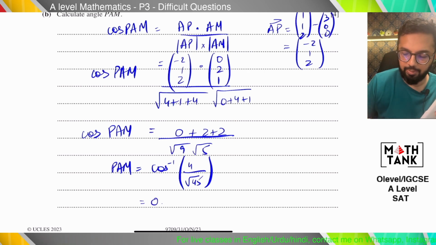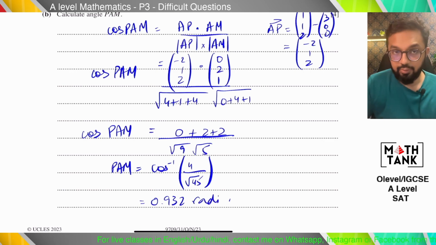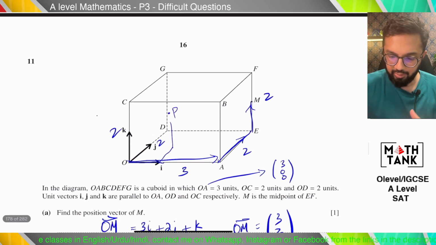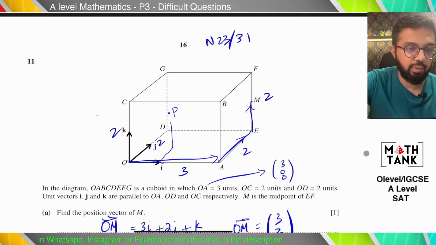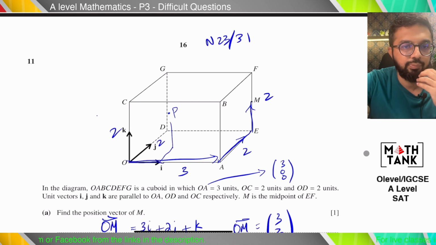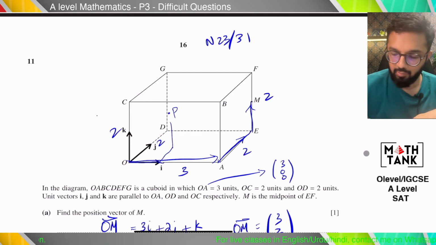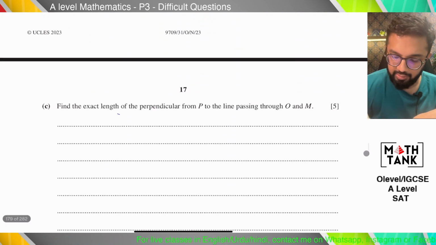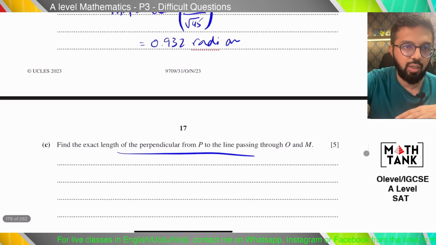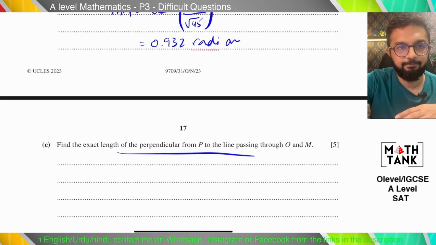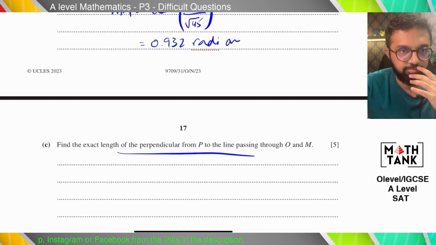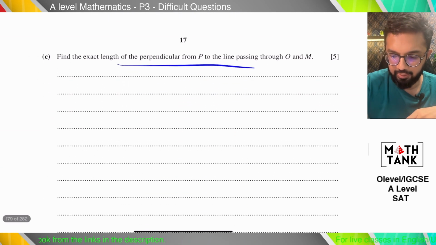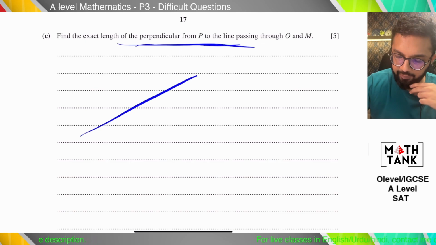That's in radians, 0.932 radians. Let's check if that is the correct answer. This was November 2331. Find the exact length of the perpendicular. Let's just check. 0.932 radians. Yeah.